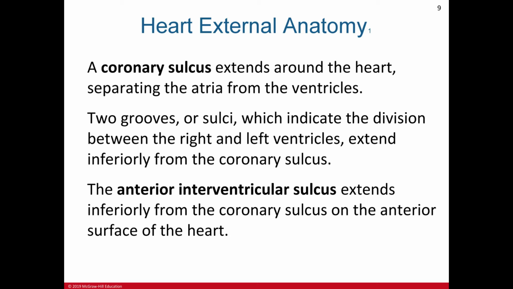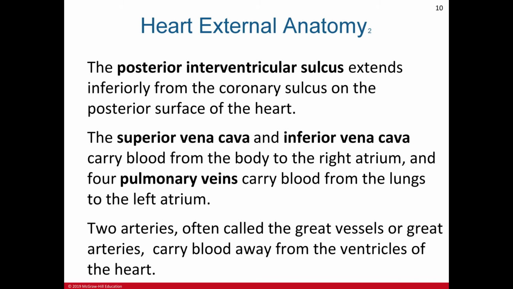The anterior interventricular sulcus extends inferiorly from the coronary sulcus on the anterior surface of the heart, while the posterior interventricular sulcus extends inferiorly from the coronary sulcus on the posterior surface of the heart. Meaning, the anterior interventricular sulcus can be seen in front, or the anterior portion of the heart, from the coronary sulcus, and the posterior can be found in the back portion of the heart from the coronary sulcus.